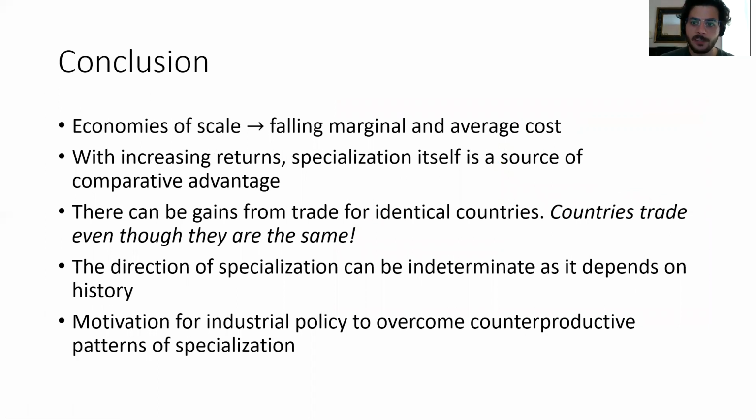So to conclude, when we have economies of scale, we have falling marginal and average costs as we produce more. And with increasing returns, this means that specialization itself is a source of comparative advantage. So unlike the Ricardian or Heckscher-Ohlin model, there can be gains from trade for identical countries. Countries trade even though they're the same. However, analyzing the trade equilibrium with economies of scale can be difficult. The direction of specialization can be indeterminate as it depends on initial production. So history really matters. The state of the world as we open up to trade is actually going to play a very important role in determining the pattern of specialization in trade.